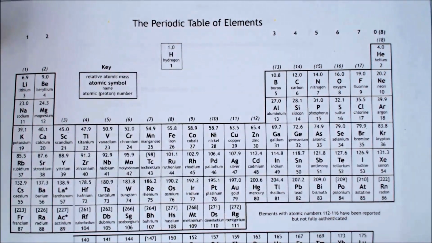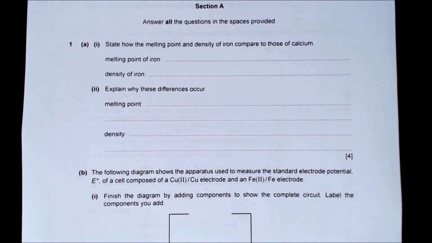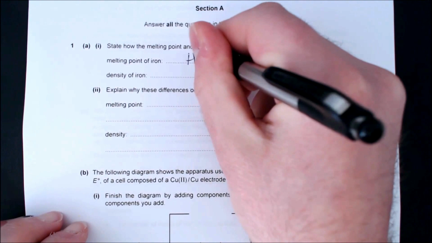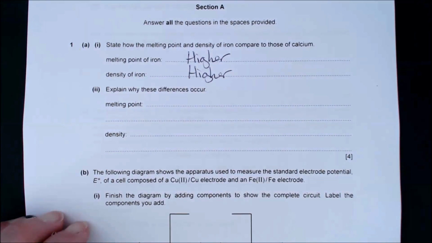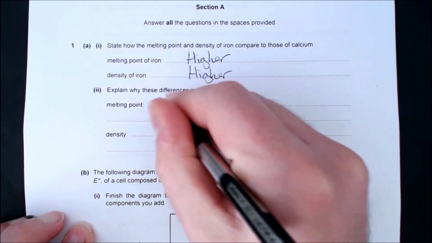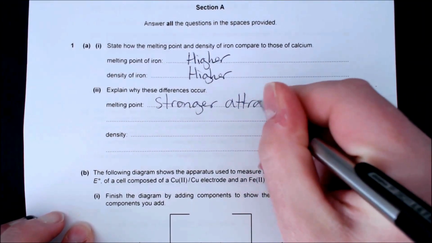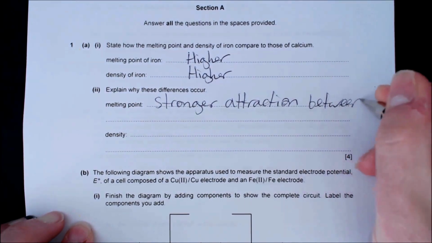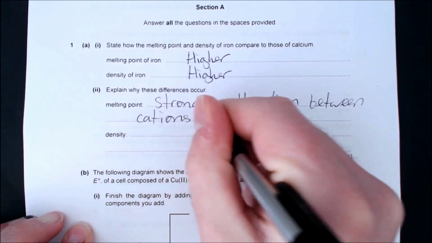So let's pull that away and get an answer down in here. The melting point of iron, we said, was higher, so we're just going to put that in there. And the density is higher as well in iron. And then obviously this is the explanation. For the melting point, the reason why, again, is a stronger attraction between cations, which are the metal ions, and electrons.